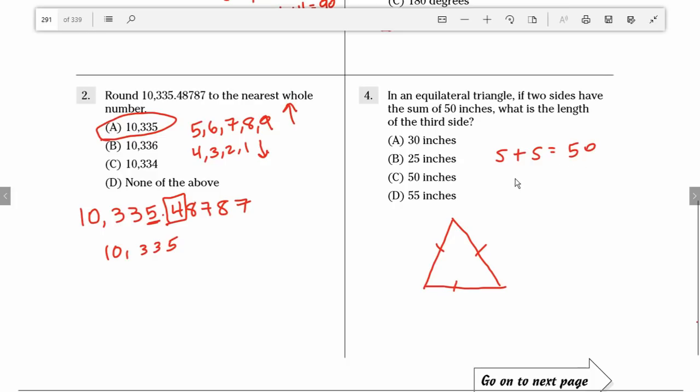Again, these sides are equivalent, so we can go 2s equals 50. Divide both sides by 2. We know s is going to be 25. That is, one side is going to be 25. Since this is an equilateral triangle, we know if this is 25, this must be 25, and therefore this must also be 25. Okay?